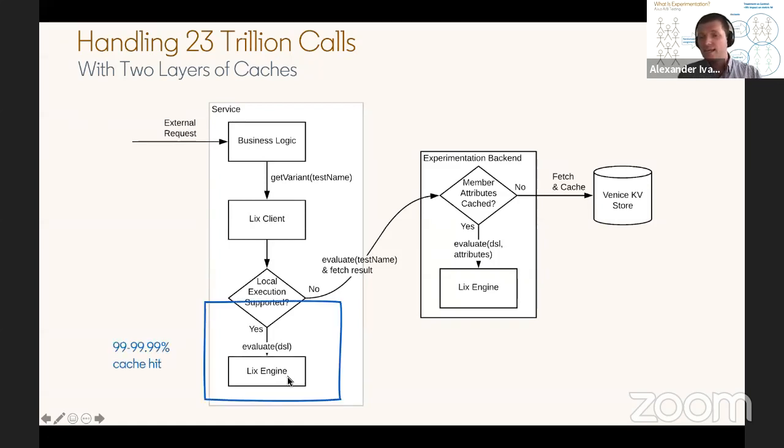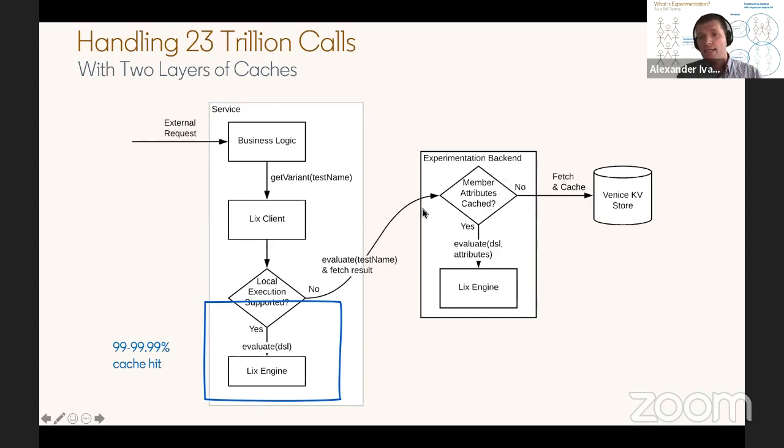And what's interesting is that 99 to 99.99% of all requests within a given service are processed locally. So that's pretty fast. And for the rest, 0.01 to 1% of requests for each service, they go to the experimentation backend.